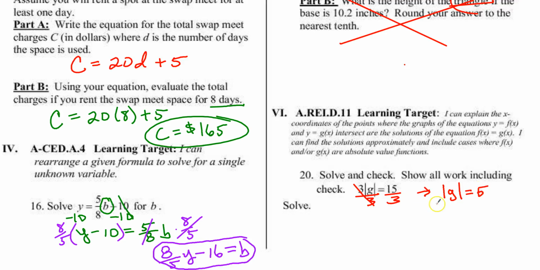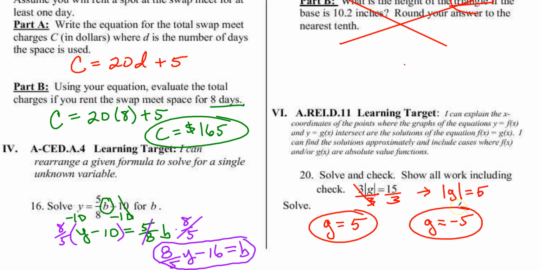Now I'm going to split it into two equations. G, the stuff inside the absolute value, is equal to 5, and g is equal to -5. There's nothing to solve here, so those are my two equations.